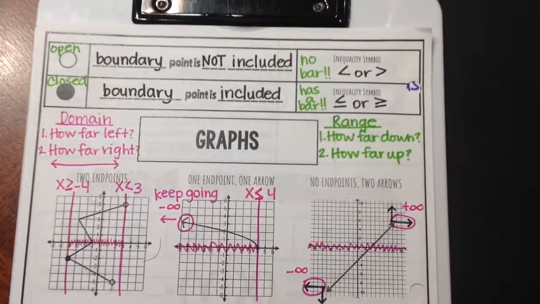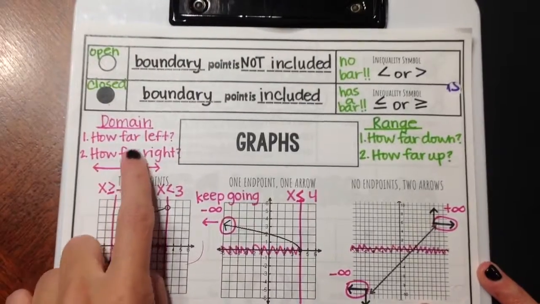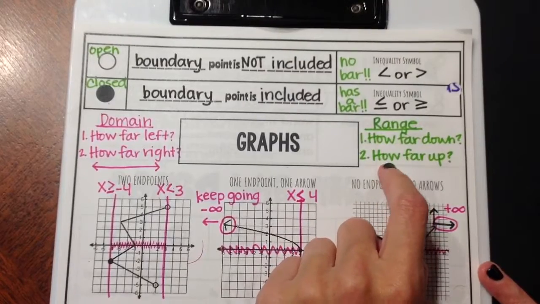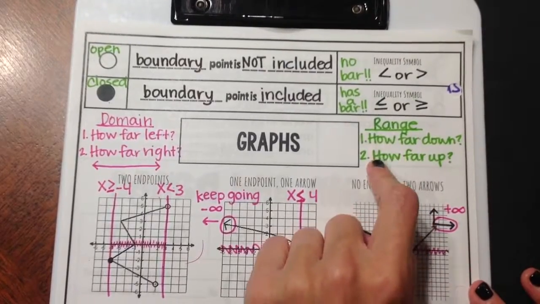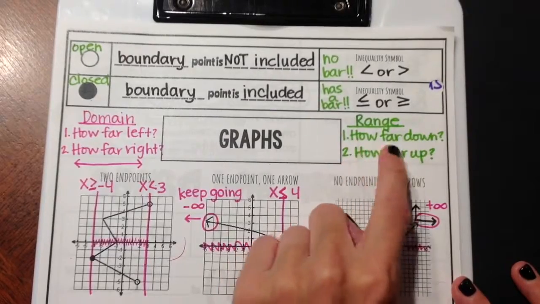Okay, now we're going to talk about range. So I gave you two questions for domain. They were how far left, how far right. And I'm going to give you two questions for range. So anytime you're asked to find range from a continuous graph, you want to ask yourself how far down and how far up. Here are your two questions.